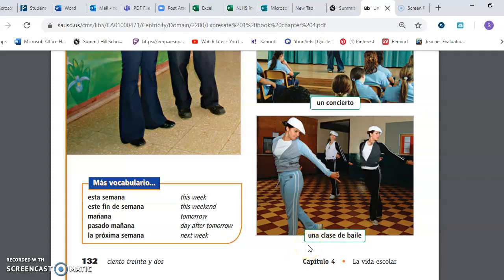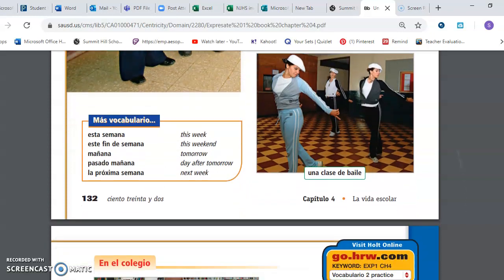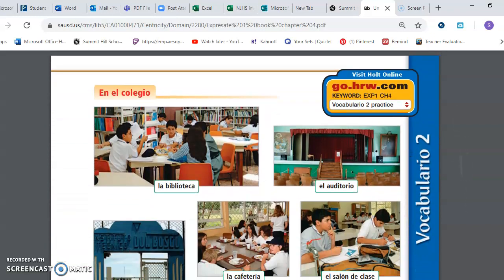So we have más vocabulario, and you can repeat after me. Esta semana, this week. Este fin de semana, this weekend. Mañana, tomorrow. Pasado mañana, the day after tomorrow, and la próxima semana. Notice that this is from the book.